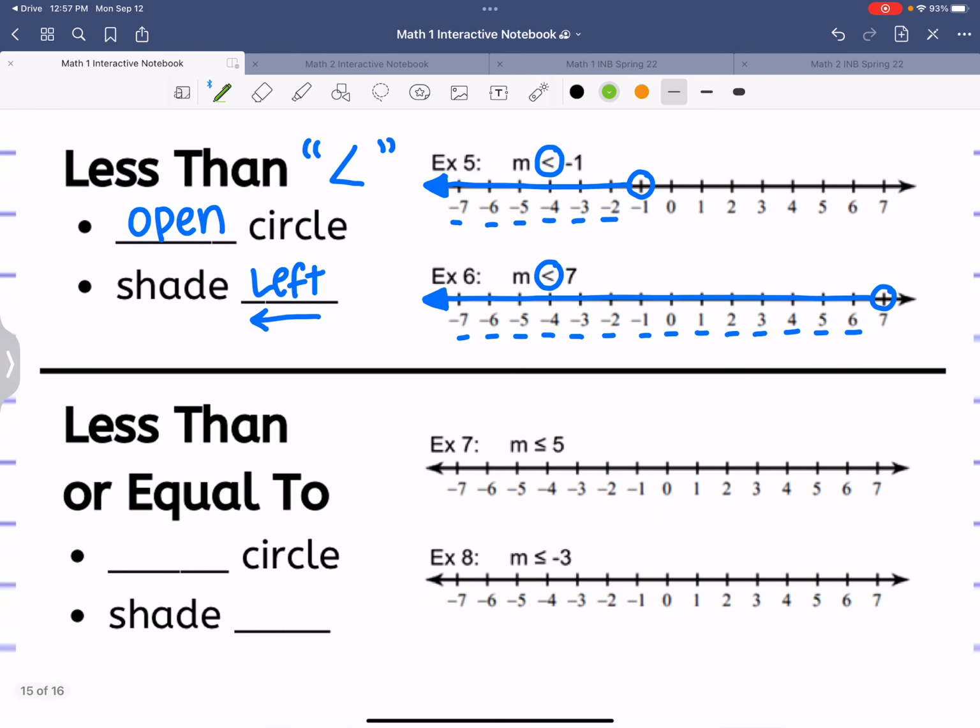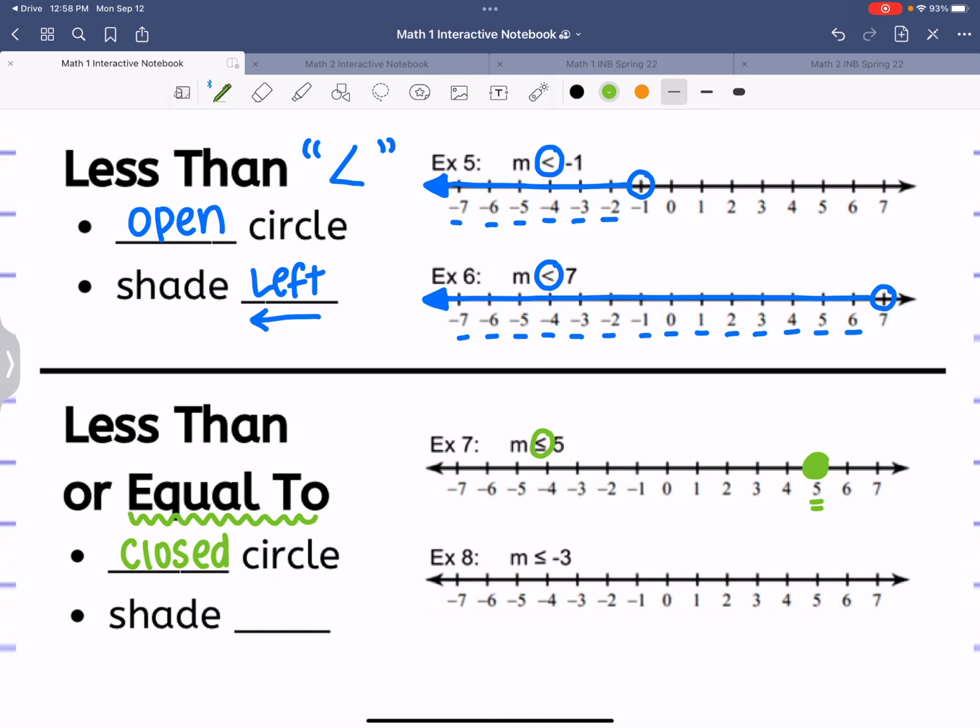Finally, we have less than or equal to. Less than or equal to is similar to less than, but this time we're going to use a closed circle because we have that equality symbol below it, representing that it can be equal to. So example 7, M is less than or equal to 5. We'll locate 5 with a closed circle because 5 is equal to 5.